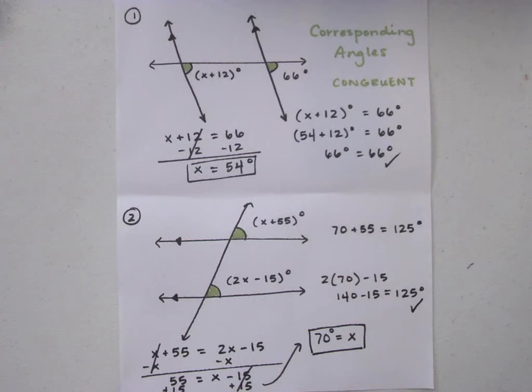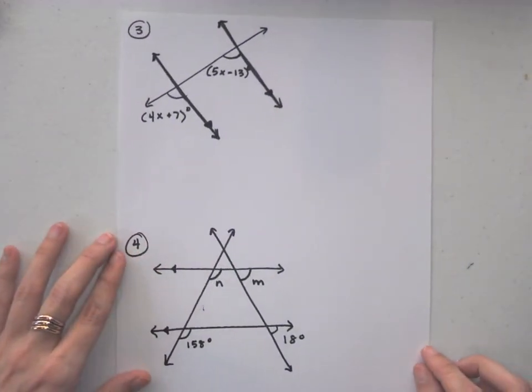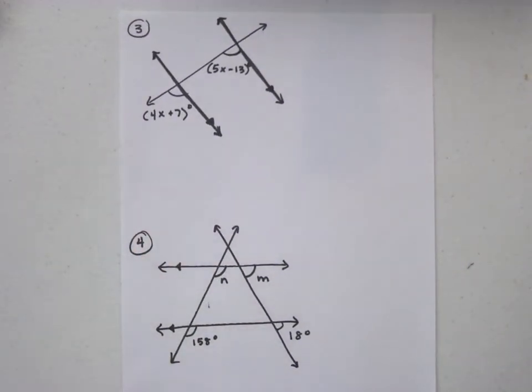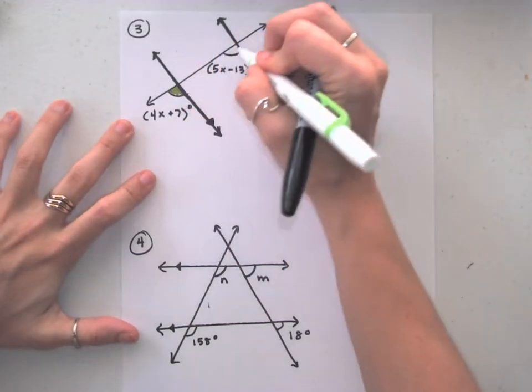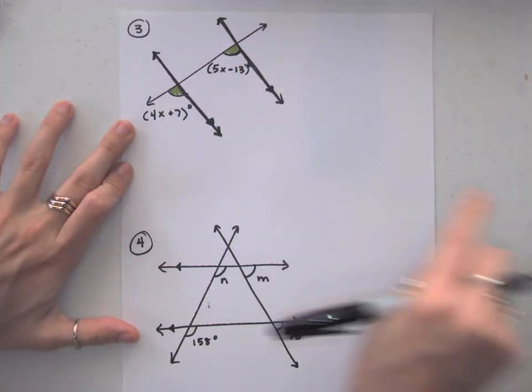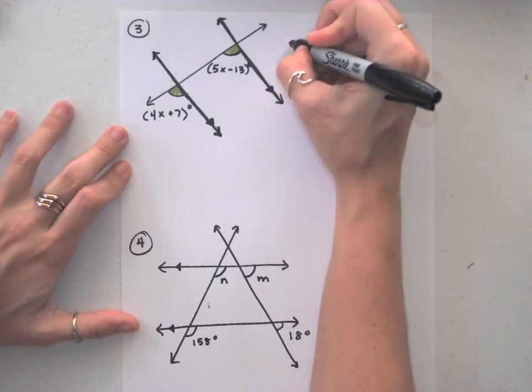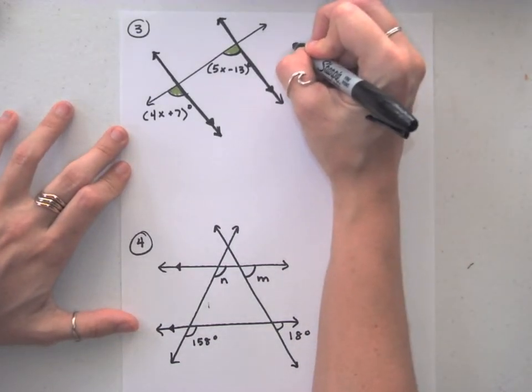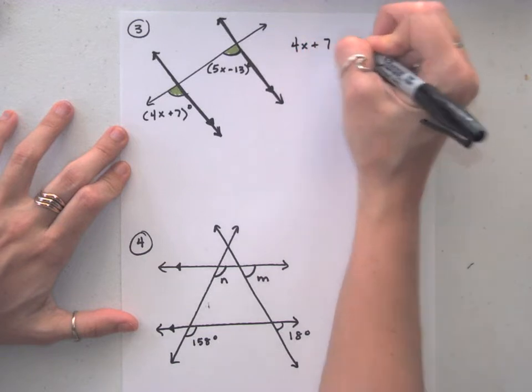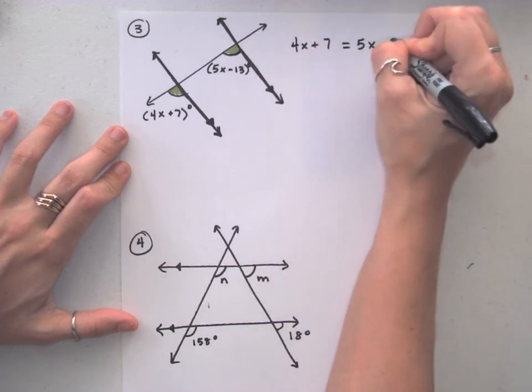So number 1 and 2 here are examples of corresponding angles, and we know corresponding angles are always congruent. So we can set them equal to each other in order to solve. Okay, now we're going to look at another example of corresponding angles. It's a little bit more complex than number 1 and number 2. I guess it's similar to number 2 actually. So again, these are corresponding because they are located in the same location on the parallel lines, right here, right here. And that means that the angles are going to be congruent to each other. They're the same measure. So 4x plus 7 degrees will be the same thing as 5x minus 13 degrees.